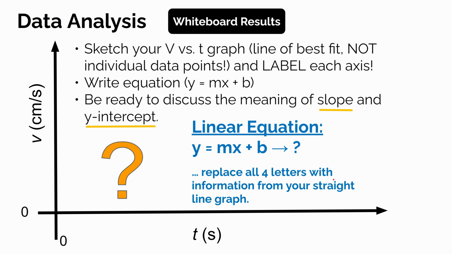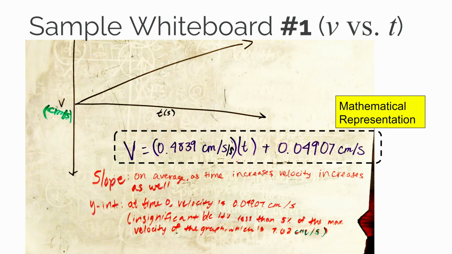In class, each lab group made a whiteboard of their velocity versus time graph. They added a linear fit if it was linear, and all of them ended up being linear, so then each group was also able to write the equation for their linear relationship. Here's just a couple sample whiteboards of our results.